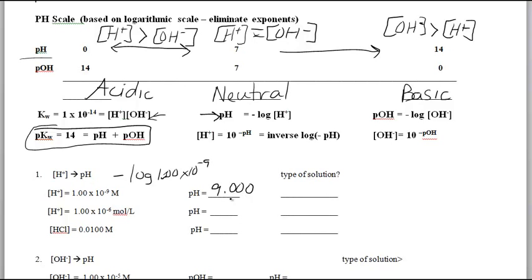So look at this, if I have a pH of 9, what type of solution? Well, this pH is greater than 7, so therefore I would say it is a basic solution, or a base. Okay, down here, same thing.